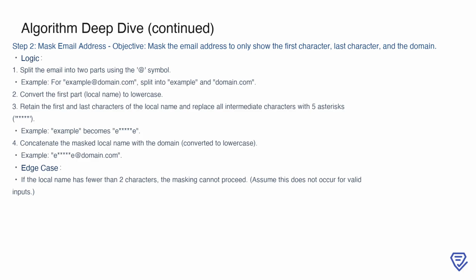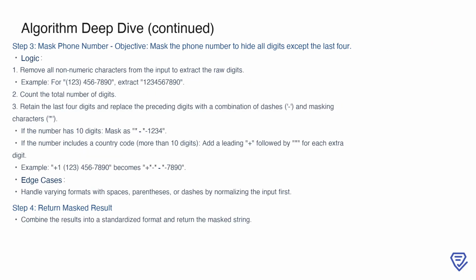Finally, the masked local name is concatenated with the domain, which is also converted to lowercase. The result is a masked email like e*****e@domain.com. This approach ensures that the email remains identifiable while protecting sensitive information. It's worth noting that this logic assumes the local name has at least 2 characters, as masking would not be feasible otherwise. For inputs identified as phone numbers, the goal is to mask all digits except the last 4.